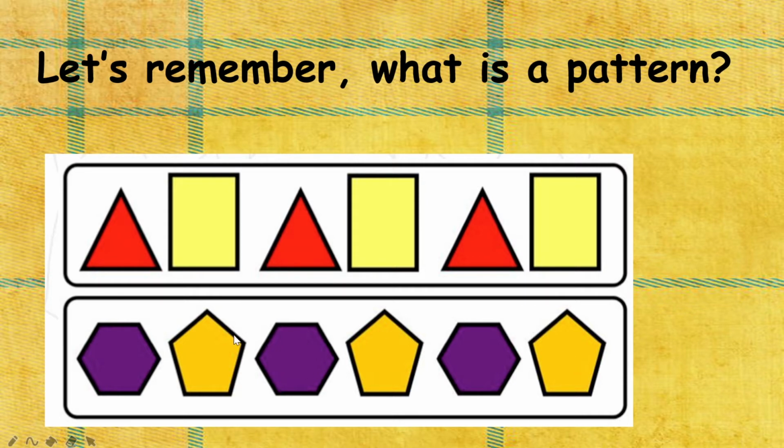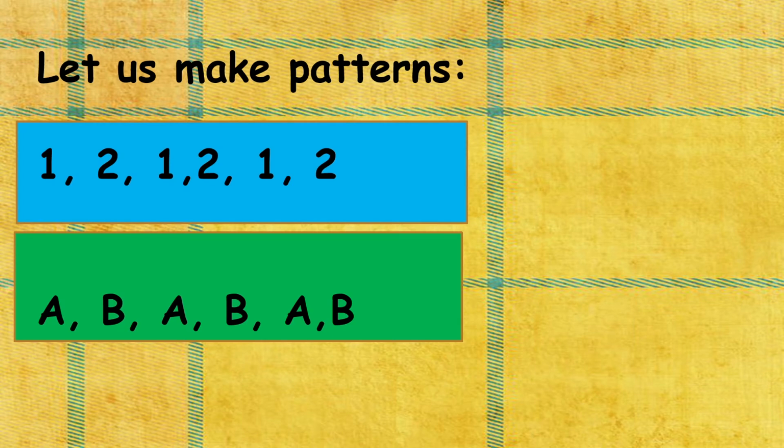All right. Now, how about the shape? So we can say that it begins with a triangle, rectangle, triangle, rectangle, triangle, rectangle. And then this one, how about the shape? Hexagon, pentagon, hexagon, pentagon, hexagon, and pentagon. Very good. So now, let's give it a try.